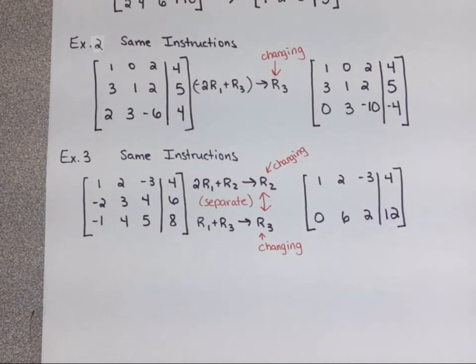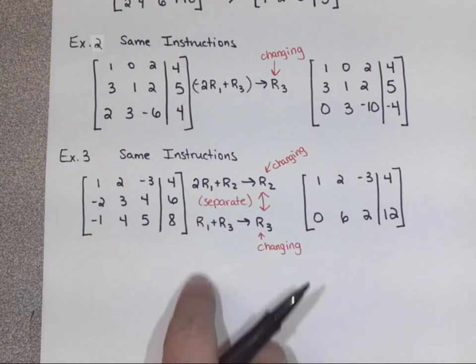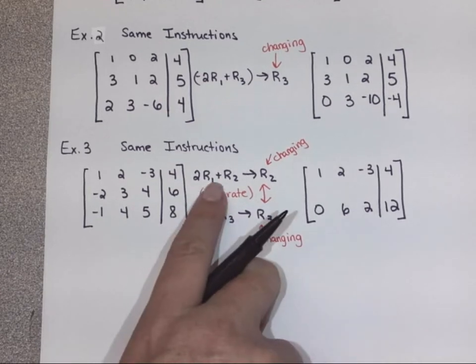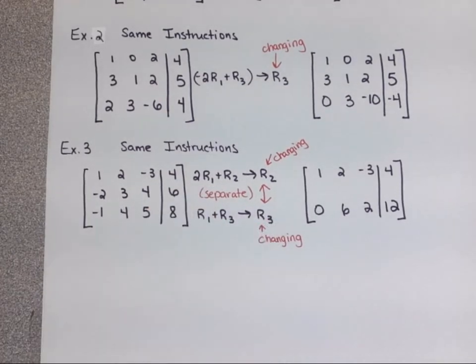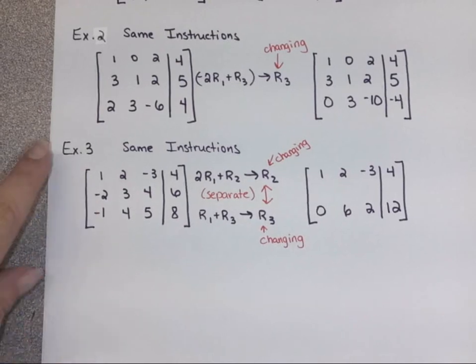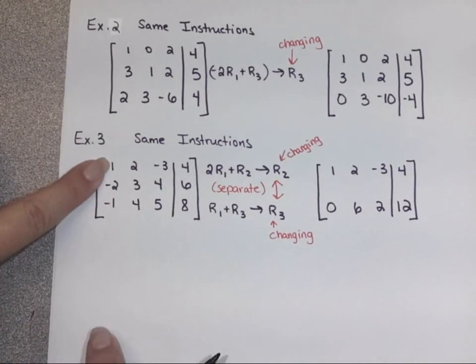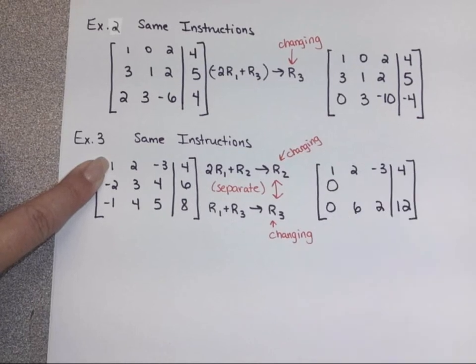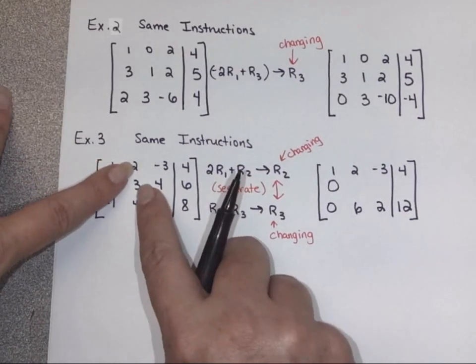So last but not least, let's do this one. Again, I only did it out of order just because I thought the second instruction looked easier to me. So what's the first instruction telling you to do? Double what? Double row 1 and add it to what? Row 2. So we're doubling row 1 and we're adding it to row 2. So let's point them out.